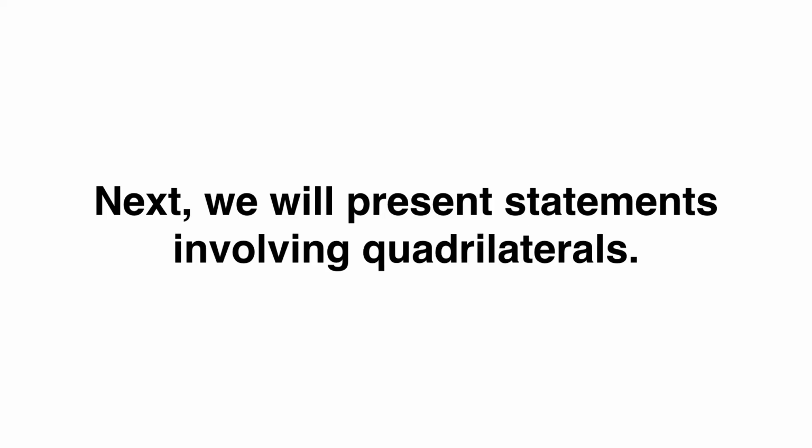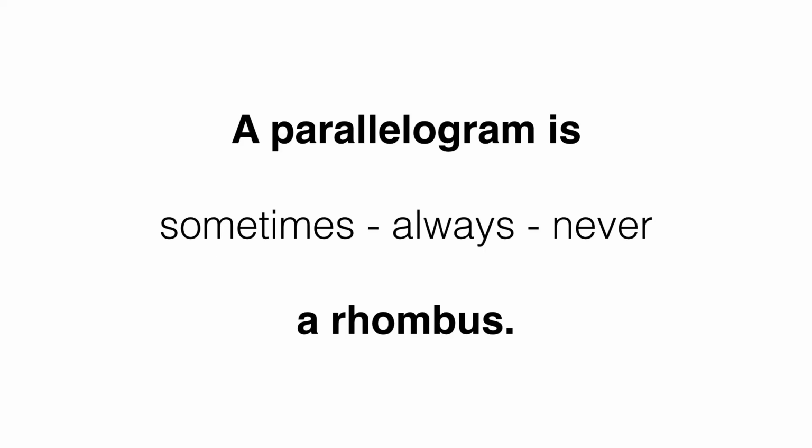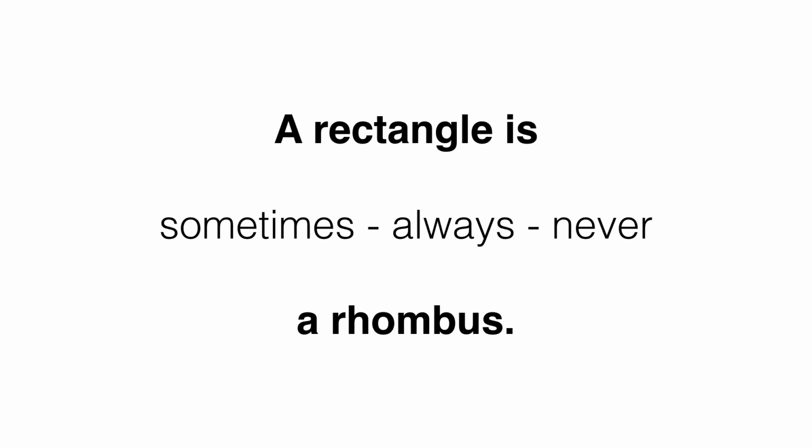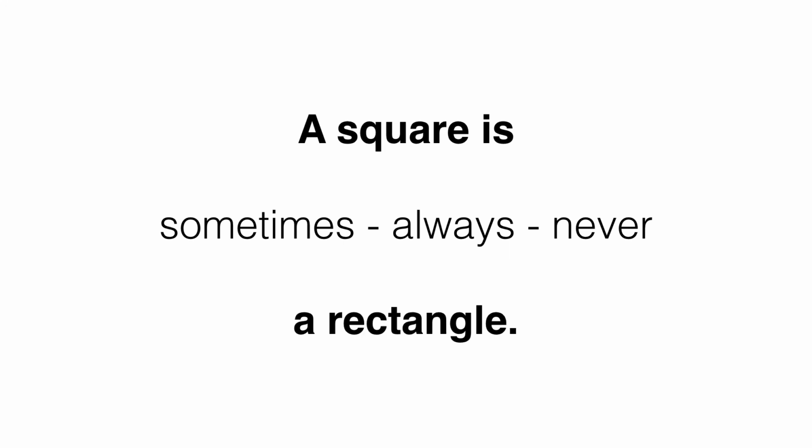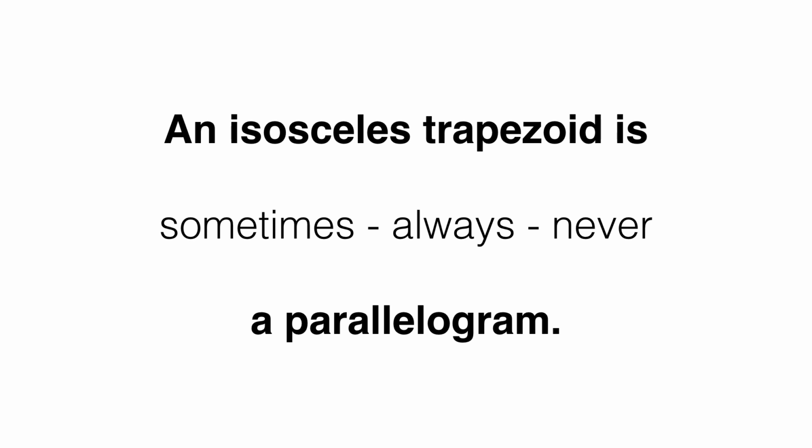Next, we will present statements involving quadrilaterals, four-sided figures. A parallelogram is sometimes, always, or never a rhombus. A rectangle is sometimes, always, or never a rhombus. A square is sometimes, always, or never a rectangle. An isosceles trapezoid is sometimes, always, or never a parallelogram.